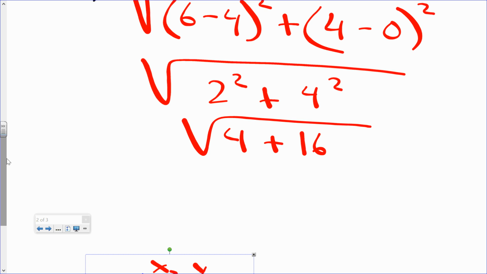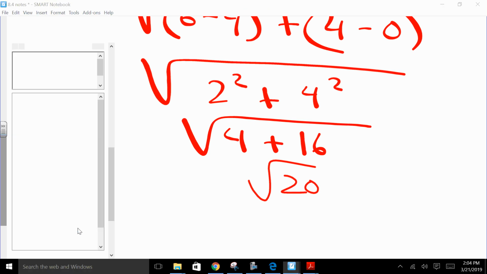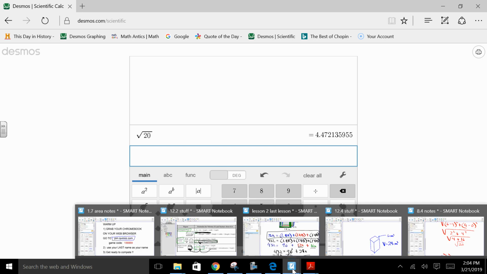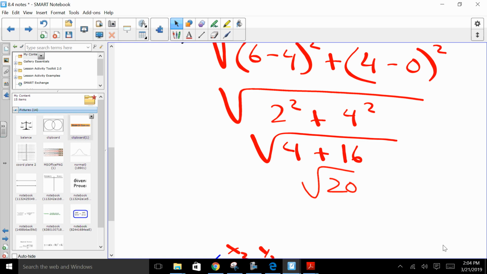All right, so we got the square root of 20. Let me consult my calculator. Watch this. Square root of 20. To the nearest tenth, it's about 4.5, because next to the 4 is a 7. That's 5 or bigger, so it's about 4.5. So watch this. It's approximately 4.5.